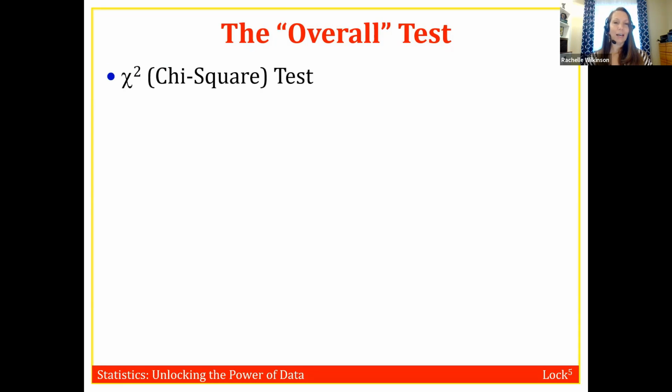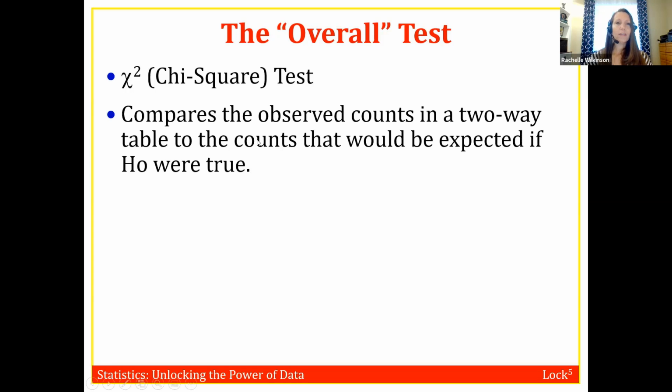So it's called the chi-square test, with the Greek letter chi. What this chi-square test is going to do is compare the observed counts in a two-way table to the counts that would be expected if the null hypothesis were true.